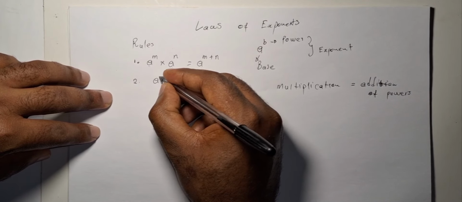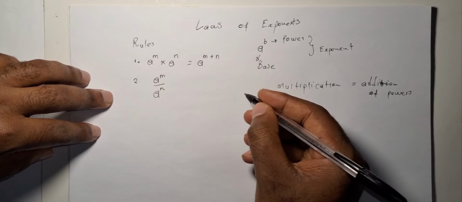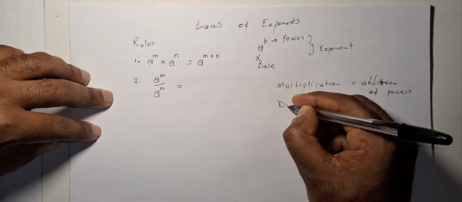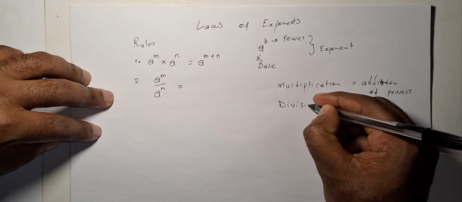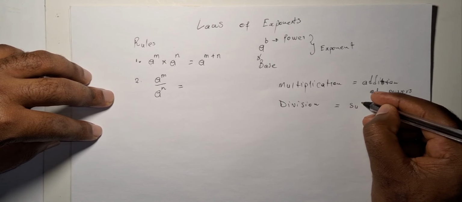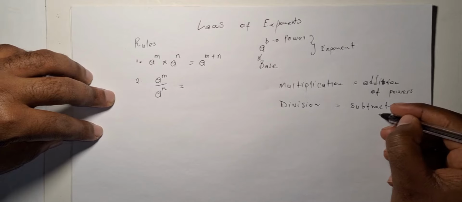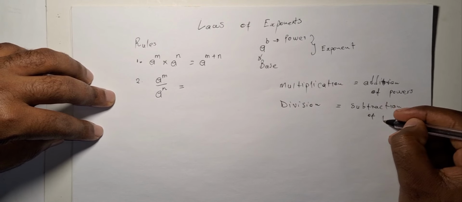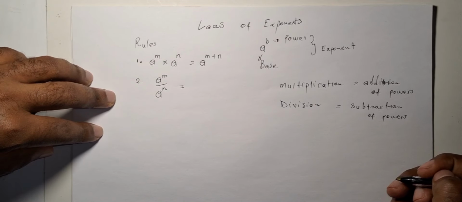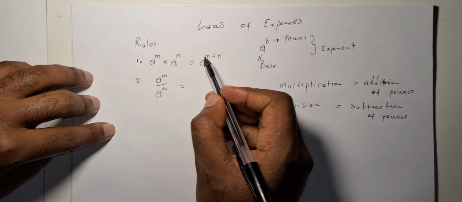Now let's go to the second law. The second law says if we have a base to the power m, divided by a base to the power n, clearly we can see now we are working with a division, not a multiplication. A division is an inverse of multiplication. When we see a division of bases, it means we are subtracting the powers. In the multiplication, we're adding, but in the division, we are subtracting the powers.